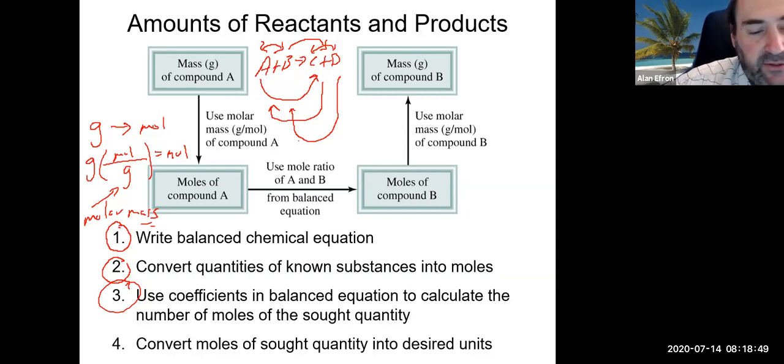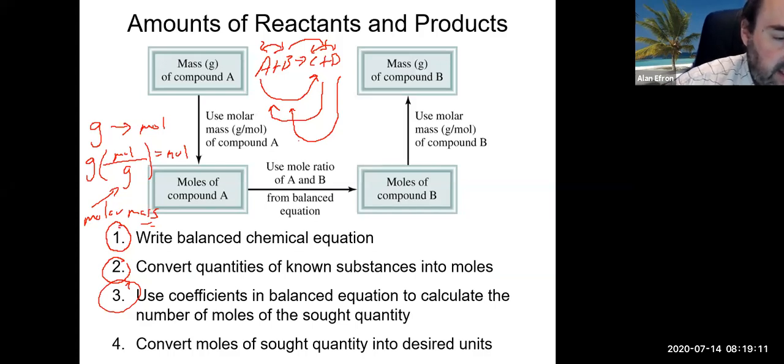In stoichiometry, you have information about something you're not really interested in, but you need to use that information to get to what you are interested in. And that's really where the mole to mole relationship comes in. Because stoichiometry is a mole to mole relationship, you need to do step number 2 and make sure that you're in moles before you get to step number 3.